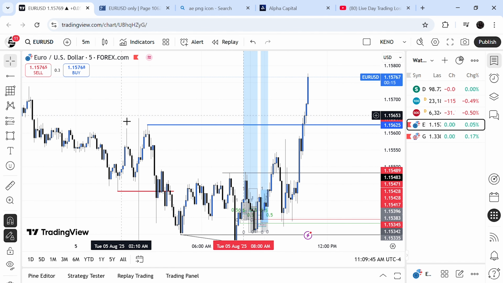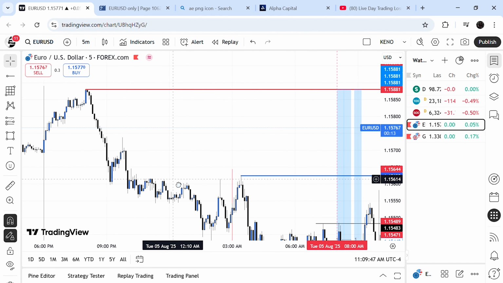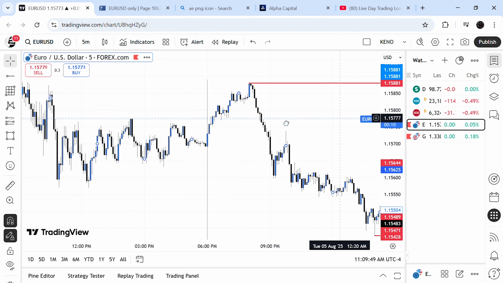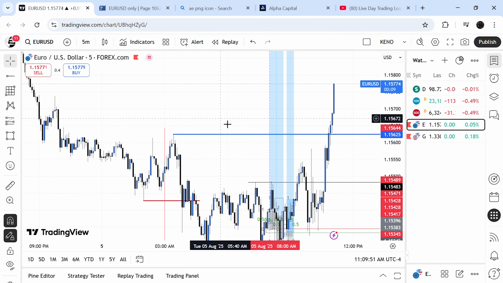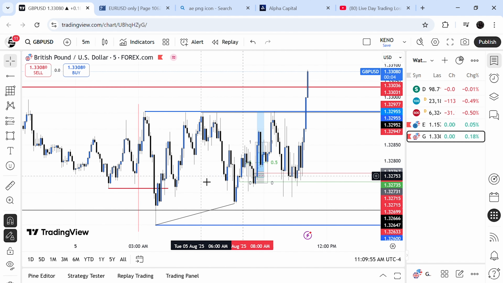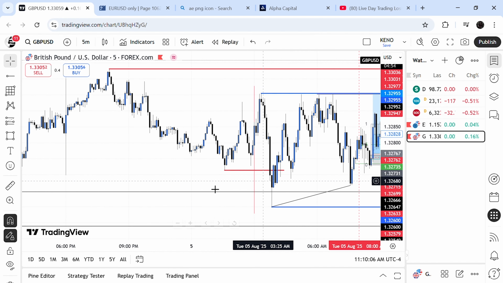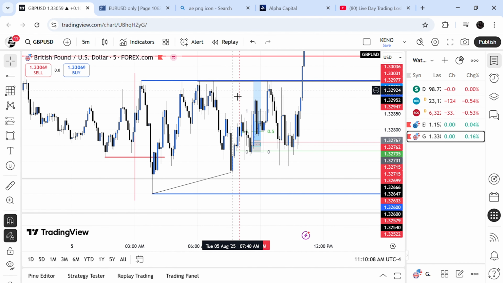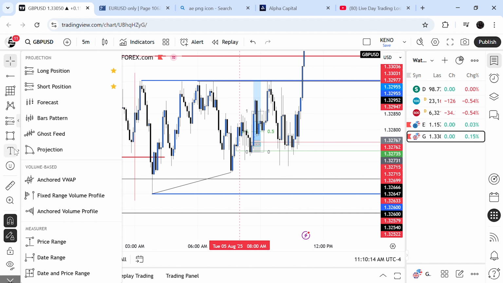The bias for me was bullish because I noticed that I had Asian session liquidity marked out and London session liquidity, both on EU and GU, because as you have known from the recent videos I made, I discovered SMT on GU and EU. So I had my bias being bullish.